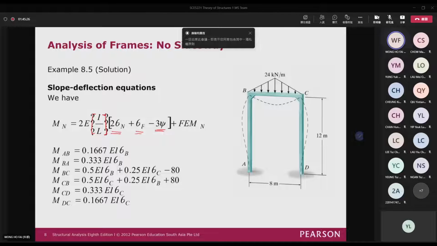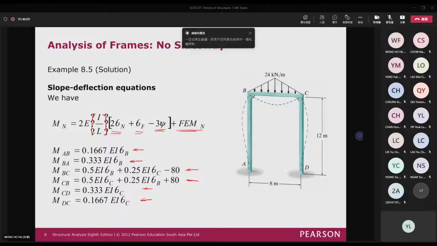And then for the frame without sideway, the phi is actually equal to 0. And then include the fixed end moment. So you can write down the MAB, MBA, MBC, MCB, MCD, and MDC expressions here. Now you can see that both theta A and theta D are equal to 0, but just theta B and theta C are unknown. So you can see that you have theta B and theta C in these 6 equations. In other words, we just need to find theta B and then theta C, and then we can find all the member end moments.